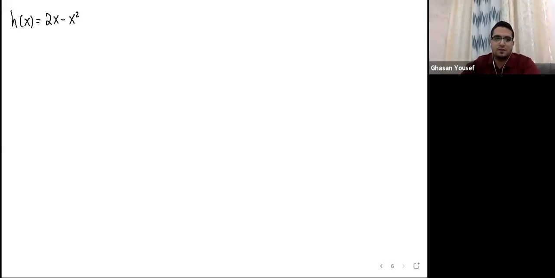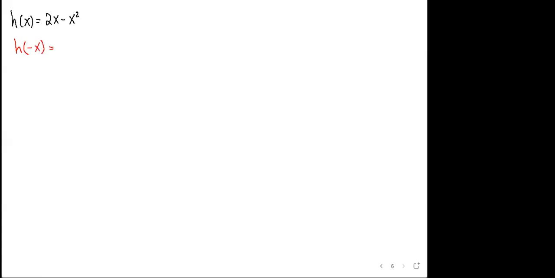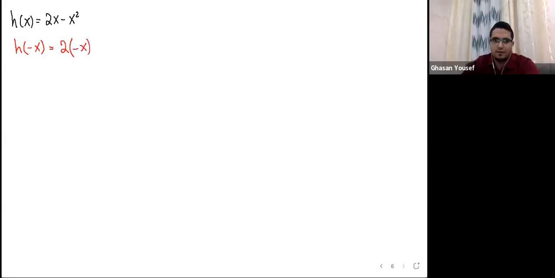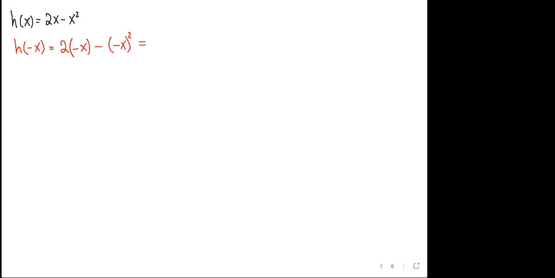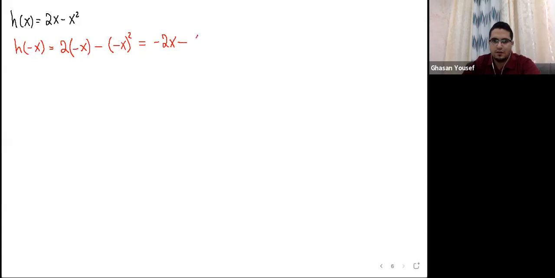Okay, so first of all, you have to find h of negative x, which is going to be 2 times negative x minus negative x squared. Now this is equal to negative 2x minus x squared. Perfect. Nice.